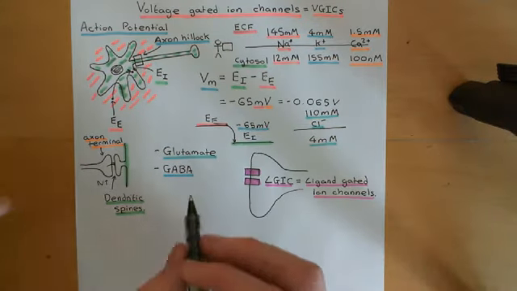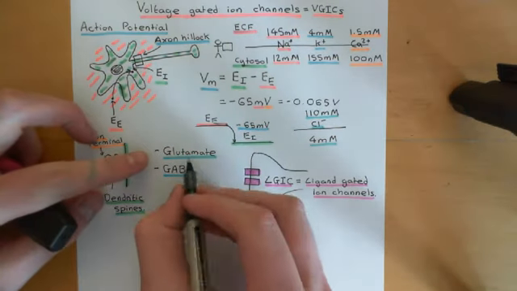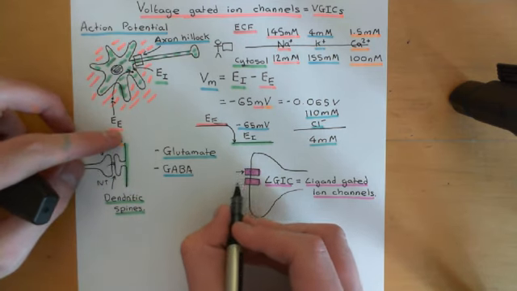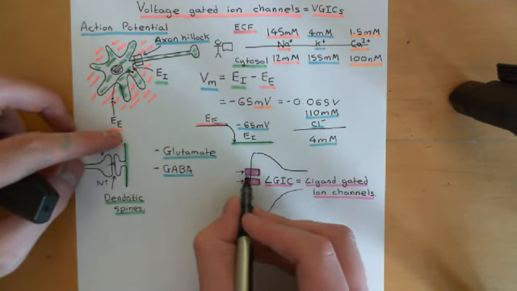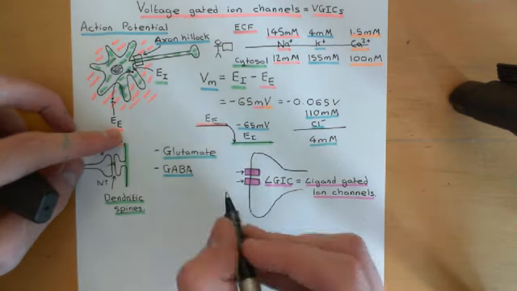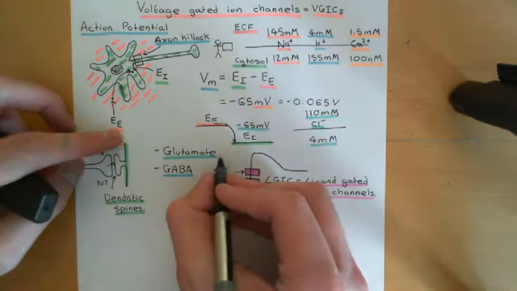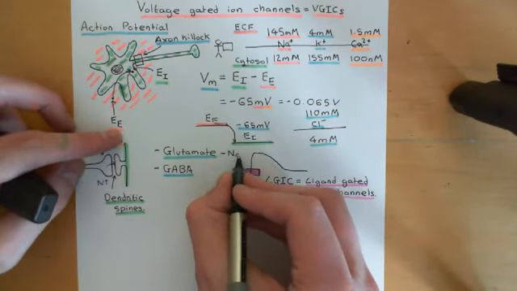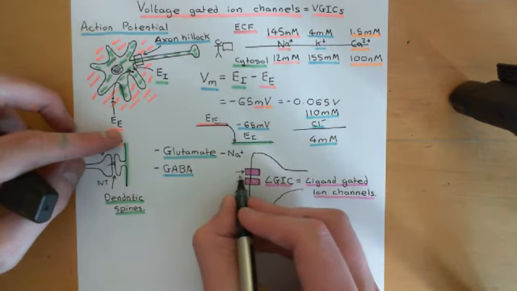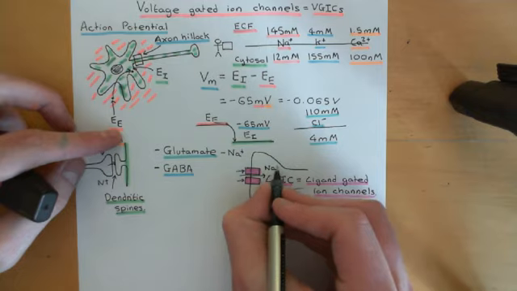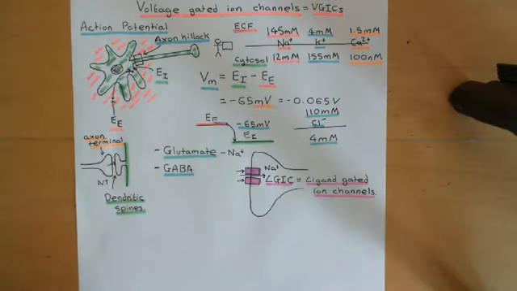Okay, so glutamate ligand-gated ion channels will open in response to glutamate binding to their extracellular domain. Okay, so glutamate molecules will bind to their extracellular portion. That will cause the glutamate ligand-gated ion channel to open, and then it will allow sodium ions into the cytoplasm of the cell. So it will conduct sodium ions into the cytoplasm if it's a glutamate ligand-gated ion channel.